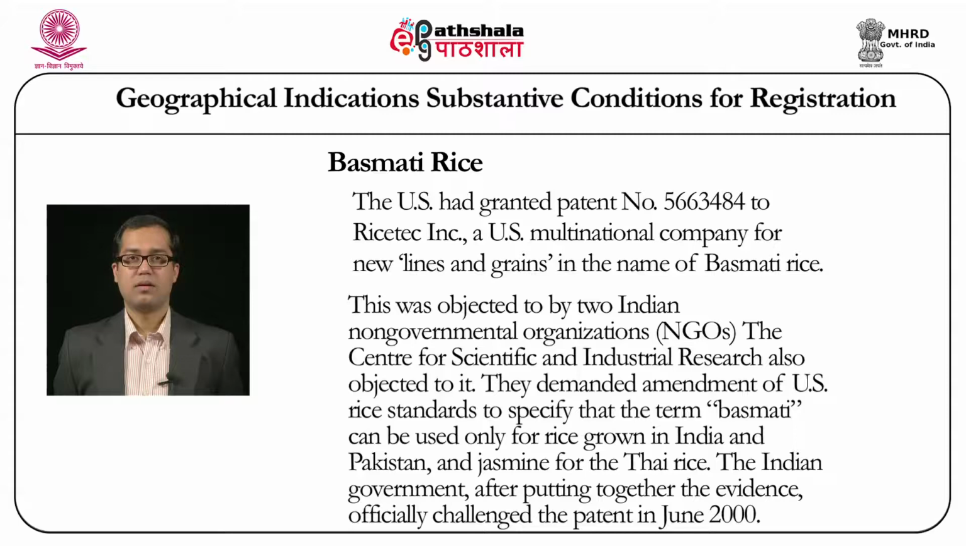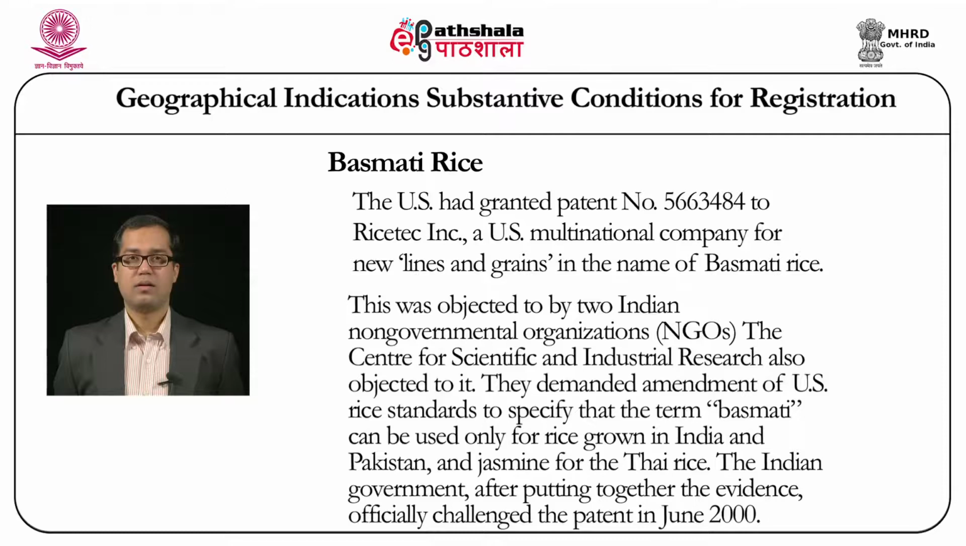They sought trade protection for Basmati rice of the Indian subcontinent and jasmine rice of Thailand. They demanded amendment of US rice standards to specify that the term Basmati can be used only for rice grown in India and Pakistan, and jasmine for the Thai rice. The Indian government, after putting together the evidence, officially challenged the patent in June 2000.